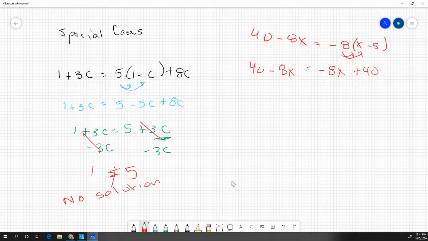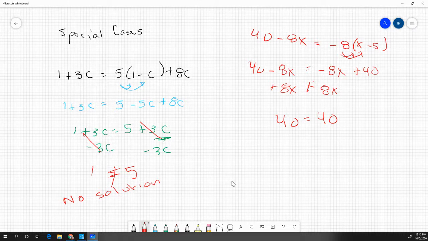And we want to, again, simplify, but there's nothing to simplify. Each side is already simplified. So we want to get all our variables on one side. So I'm going to go ahead and add 8x to both sides. And I'm going to be left with 40 equals 40, right? 8x minus 8x is 0, and minus 8x plus 8x is 0. So I'm left with 40 equals 40.